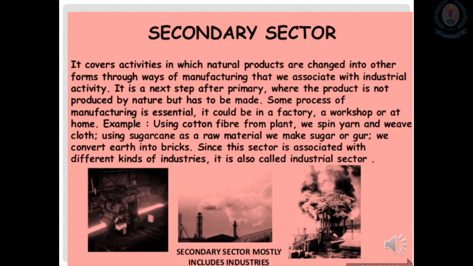Example, using cotton fiber from a plant, we spin yarn and weave cloth. Using sugar cane as a raw material, we make sugar or jaggery. We convert earth into bricks. Since this sector is associated with different kinds of industries, it is also called the industrial sector.